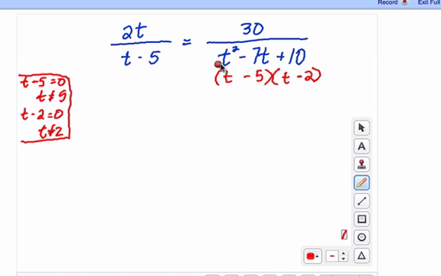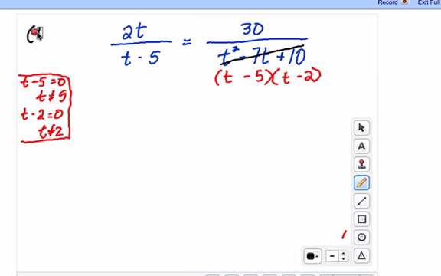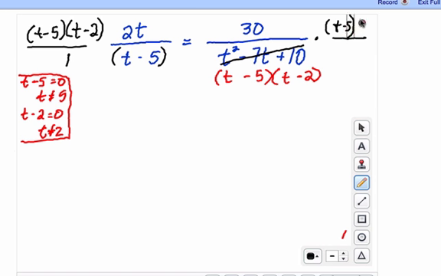Now I'm going to cross this out because I'm going to replace it and think of it as t minus 5, t minus 2 multiplied together. So let's go ahead and multiply both sides by the common denominator, which would be t minus 5 times the quantity t minus 2. We can put that over 1 if we want, and put it in parentheses. Do the same thing over here: you're going to multiply this side by t minus 5 and t minus 2.